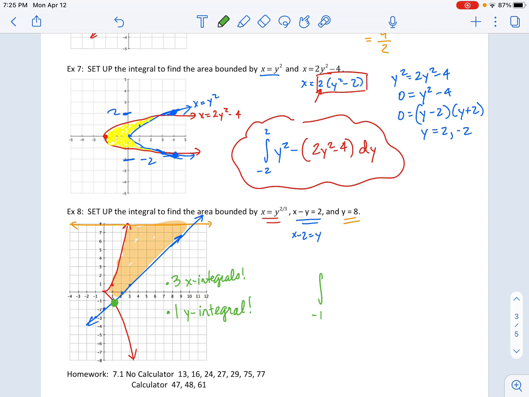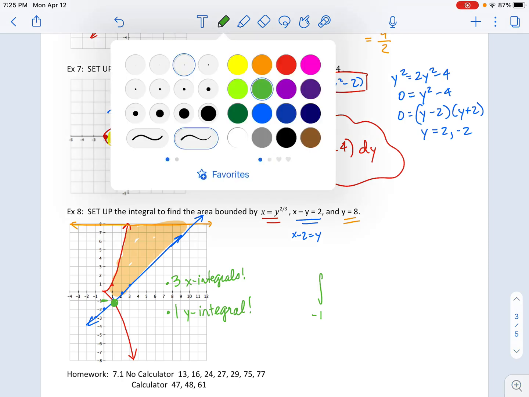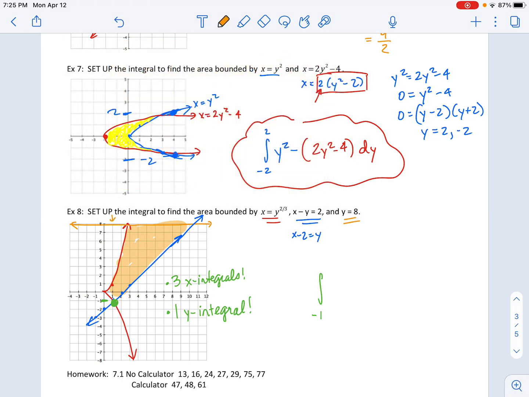Sorry, I'm just doing that in my head. Yes, that works out. So they intersect down here at -1. And then again, now I have a horizontal line as my upper limit. So 8, even though that's the function y equals 8, that's going to be my upper limit. Okay, so again, those are the y values.